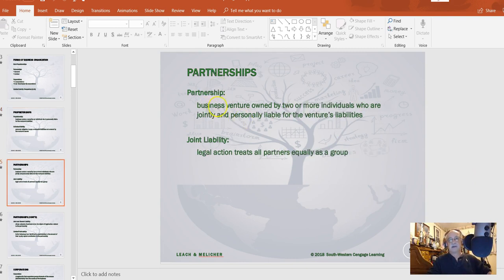So, a partnership is a business venture, right, owned by 2 or more individuals, and they could either be general partners or limited partners, right? And we'll talk more about that, right? And they're personally liable. The general partners are responsible for the liabilities. The limited partners are only responsible for the amount of investment they make, right? So the legal action against the joint liability, it has joint liability, and legal action treats all partners equally as a group, except for the limited partners. Okay, and they're referring here to the general partners.